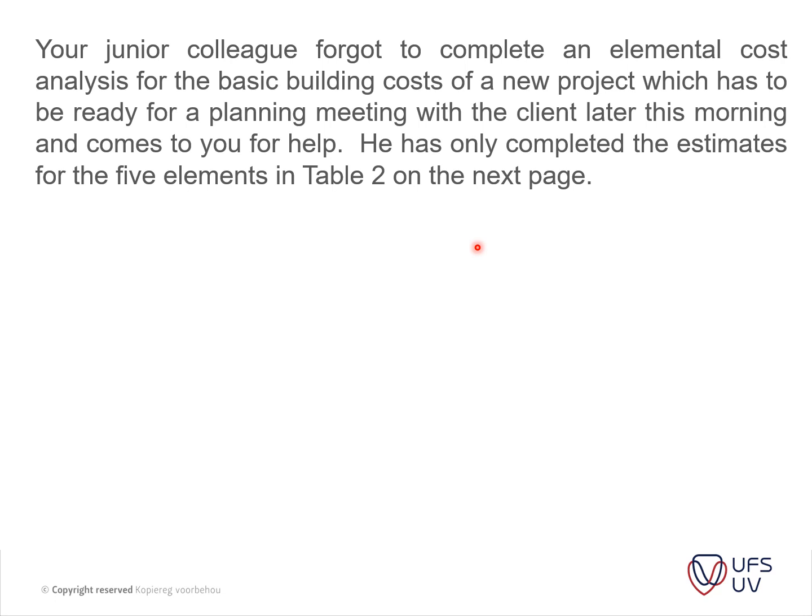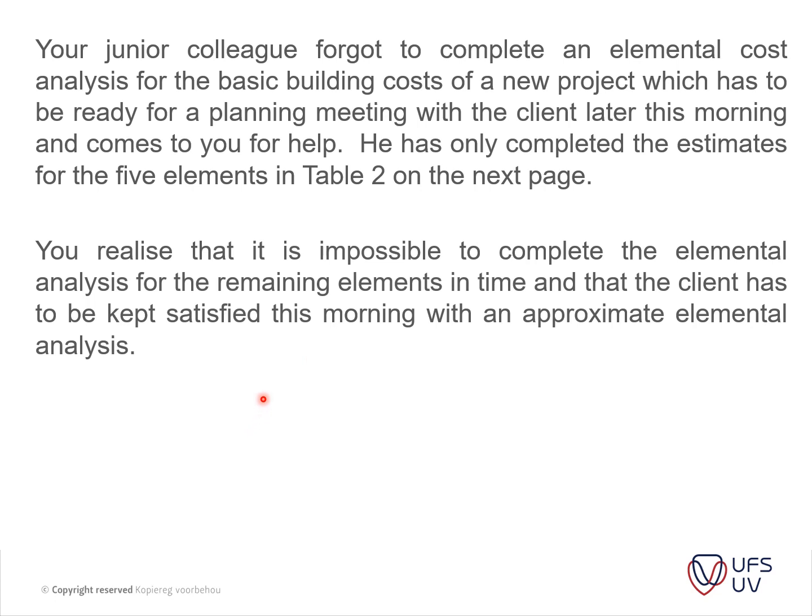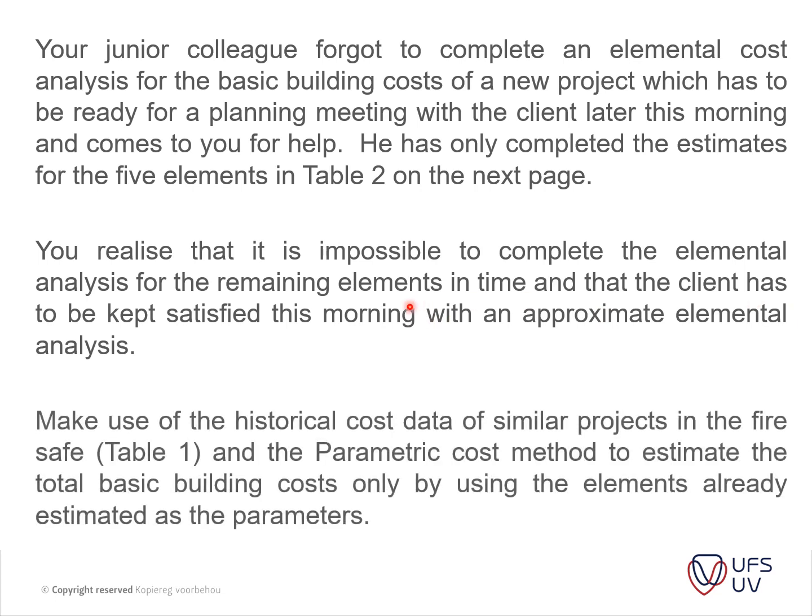He has only completed the estimate for the 5 elements in table 2 on the next page. So you realize that it's impossible to complete the elemental analysis for the remaining elements in time, and that the client has to be kept satisfied this morning with an approximate elemental analysis. Similar to what we discussed last week, make use of the historical cost data of similar projects and a parametric cost method to estimate the basic building costs only by using the elements already estimated in your parameters.